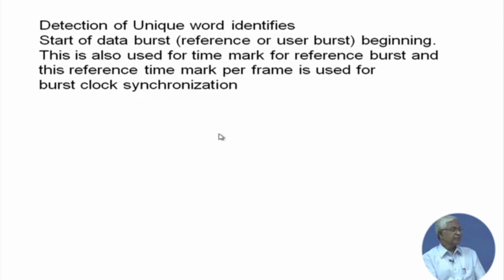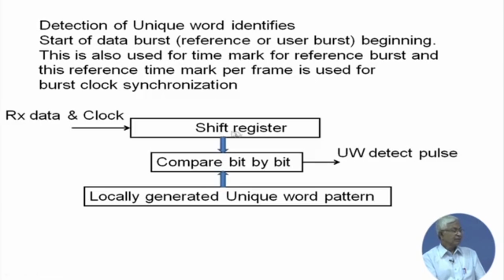But your detection of the unique word is important. How is it done? You put the received data and clock it into a shift register, and you know the unique word pattern transmitted. It is known to all stations. So, locally generate the unique word, keep it in a register, and compare the received pattern with this local unique pattern bit by bit, and you get a unique word detection pulse. Simple, it is mostly known to you.